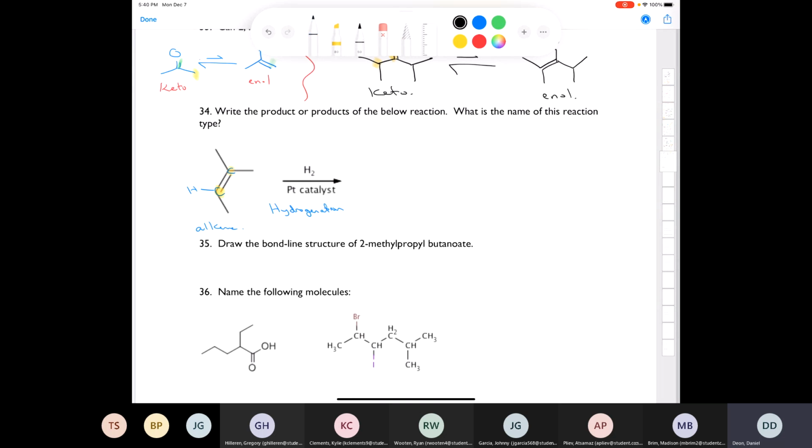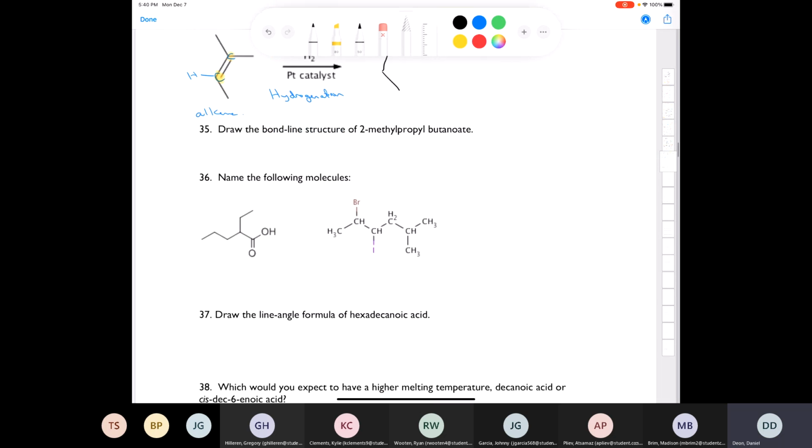Now, if I just draw the bond line structure, which is the way I like to do it, it's a lot faster. All you would do is end up with that. And if you're like, Mr. Deon, all you did was erase the pi bond. That's right. That's all you have to do, right? Hydrogenation is just a way of saturating the carbons on a double bond. Nothing more than that. Okay, let's move on from there.